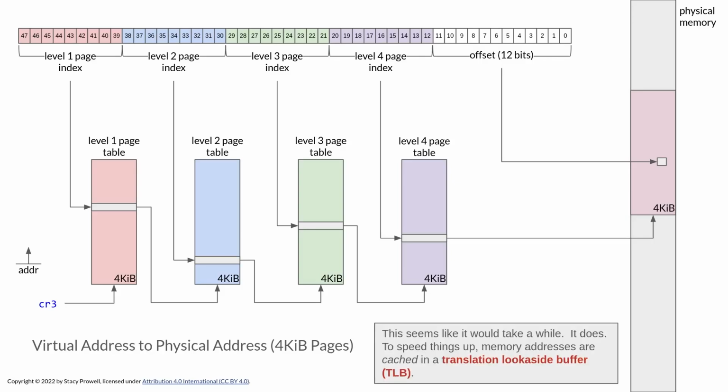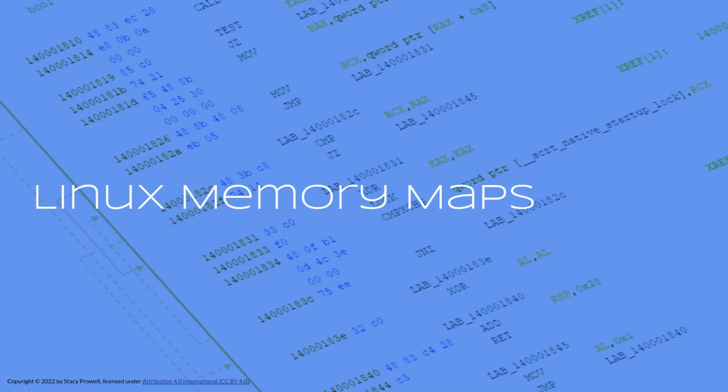This all seems like it's going to take a while. It's going to take time. I have to go get a page that's probably in cache. Get another page that's probably in cache. Get another page that might not be in cache. I mean, this is getting messy. So I speed this up using a translation look-aside buffer, or a TLB. I cache the virtual address and the physical address so that I can then quickly look them up later. Let's talk about Linux memory maps.